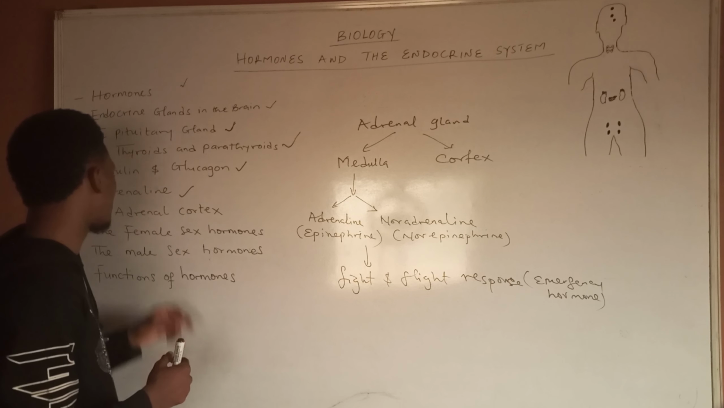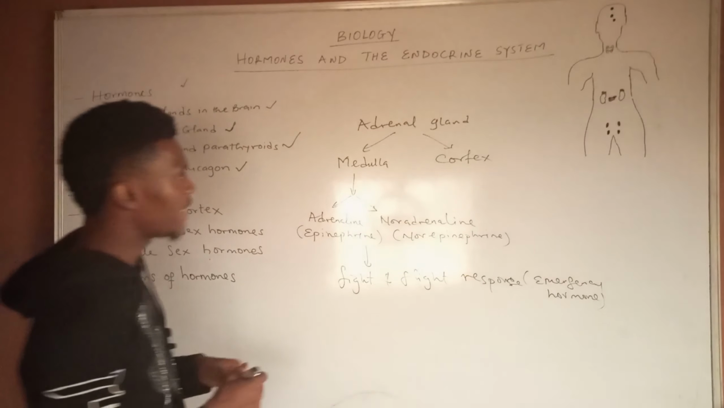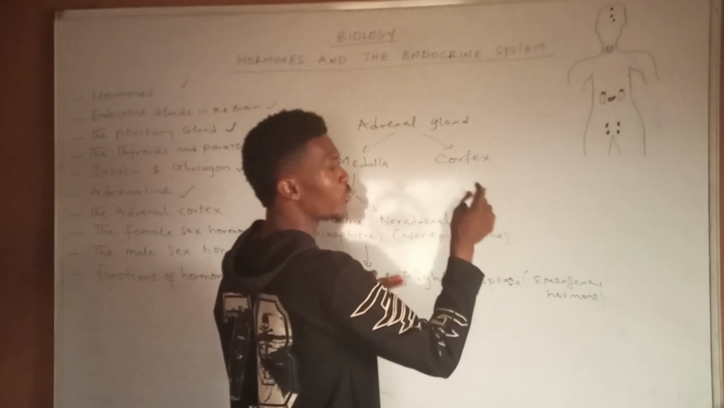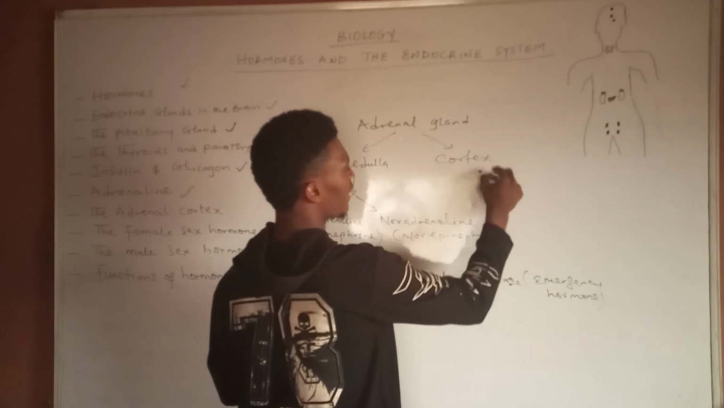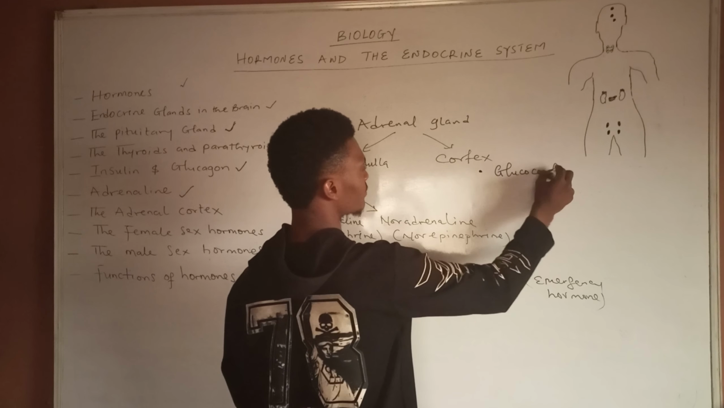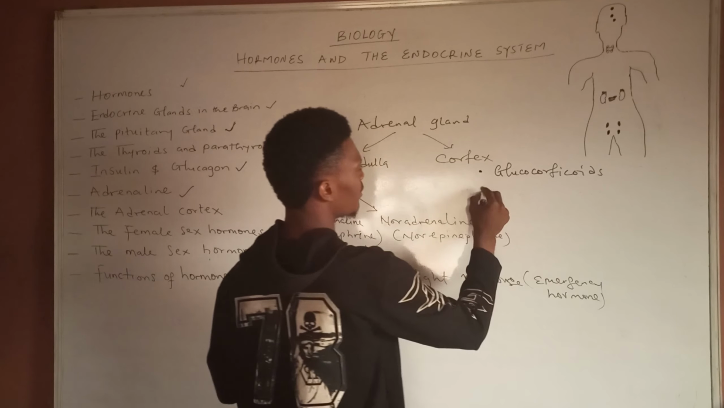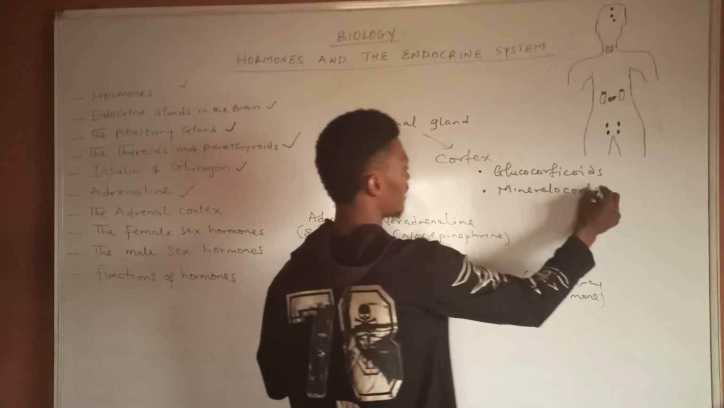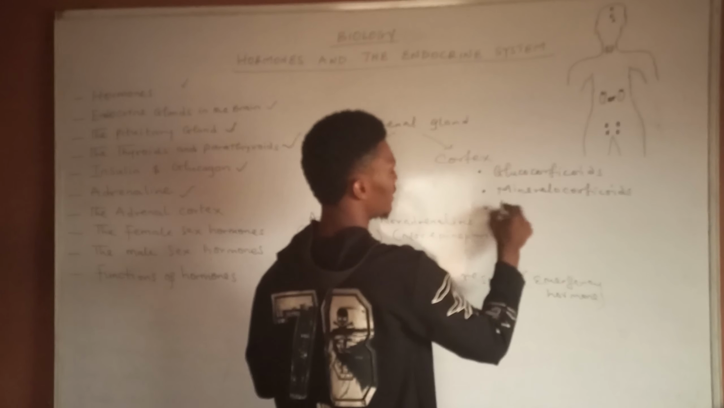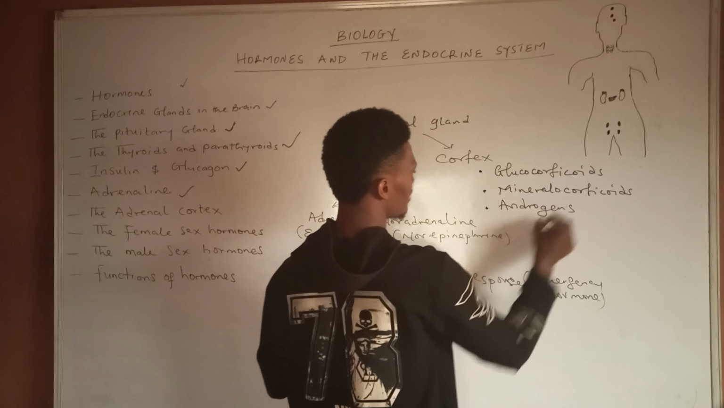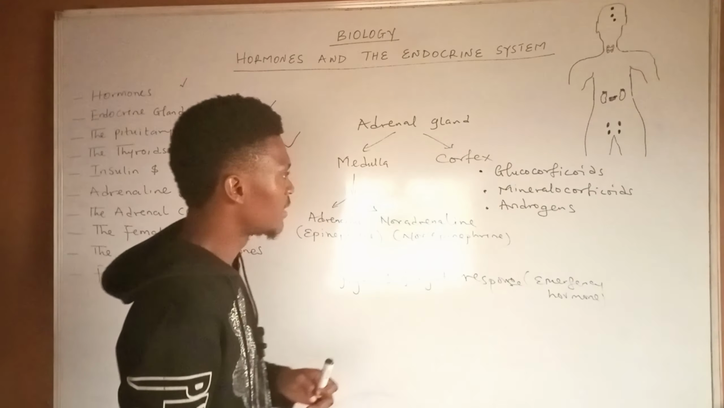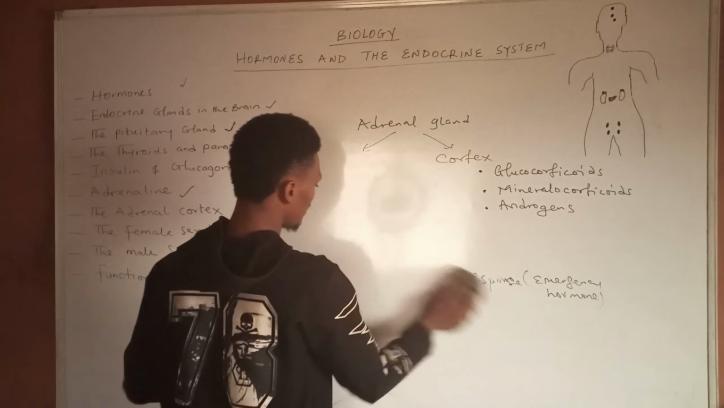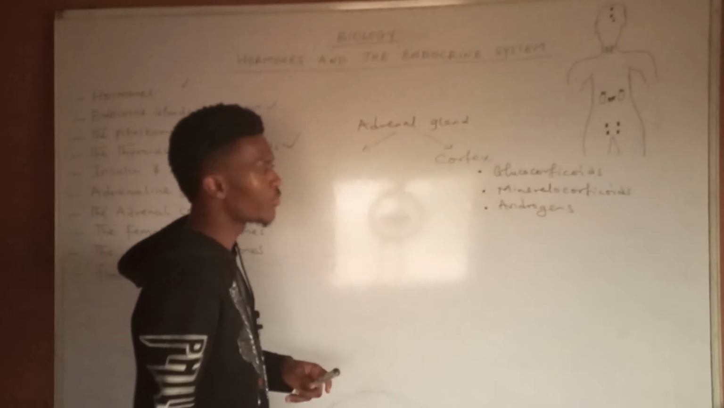Then let's progress to looking at the adrenal cortex. Now, in the adrenal cortex, that's under the adrenal gland, we have those hormones that are secreted, which include the glucocorticoids, and then we also have the mineralocorticoids. Glucocorticoids, then mineralocorticoids, and we also have the androgens. So these are the basic hormones that are secreted by the adrenal cortex. Now, considering these hormones, we are going to look at them one after the other. The first is the glucocorticoids.